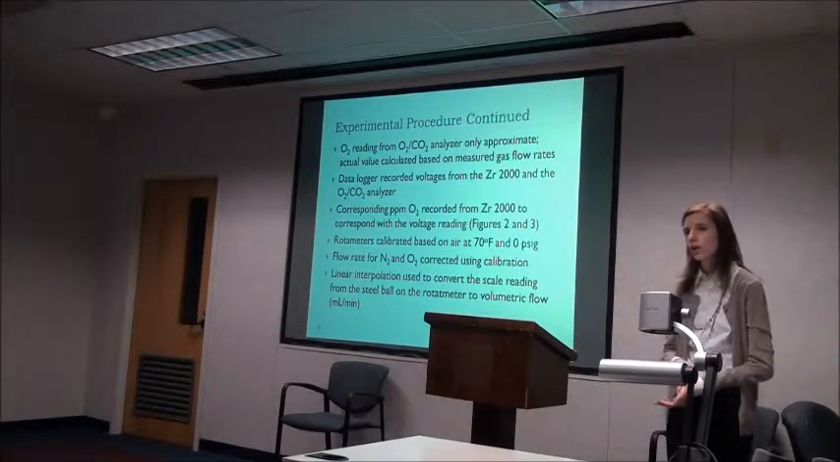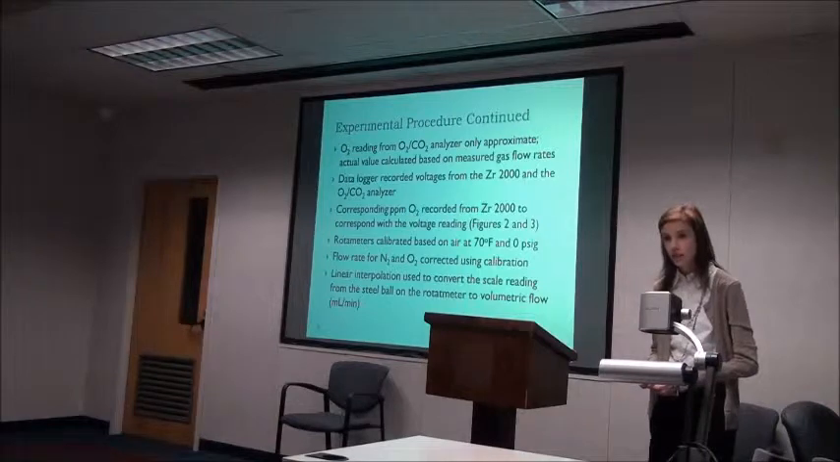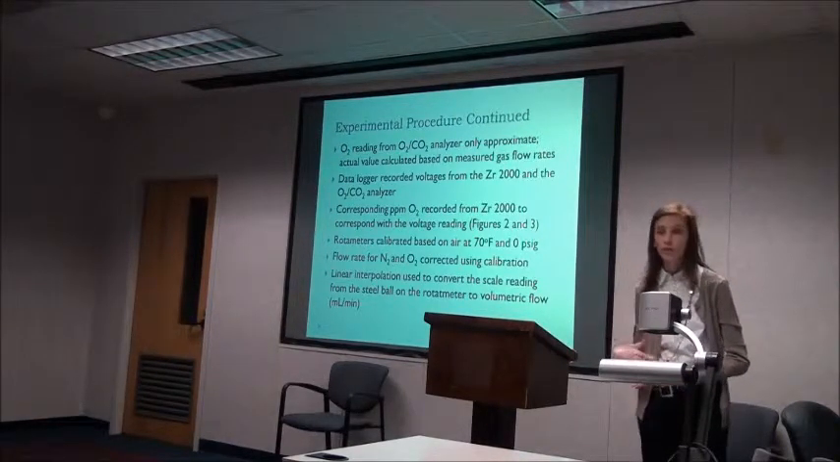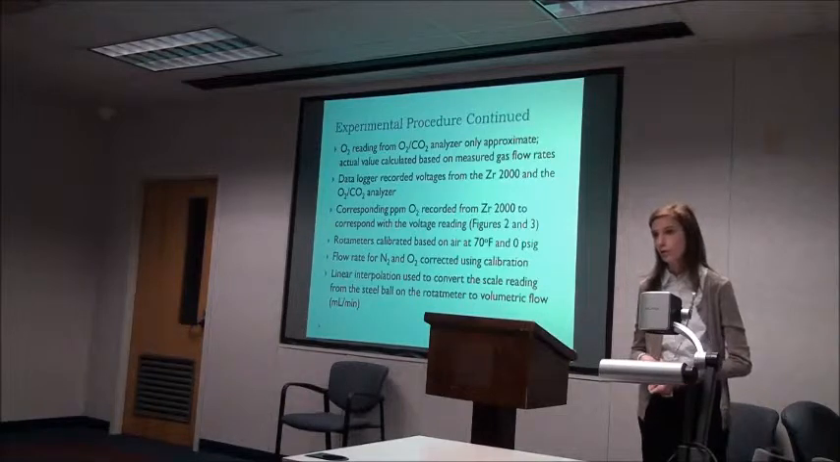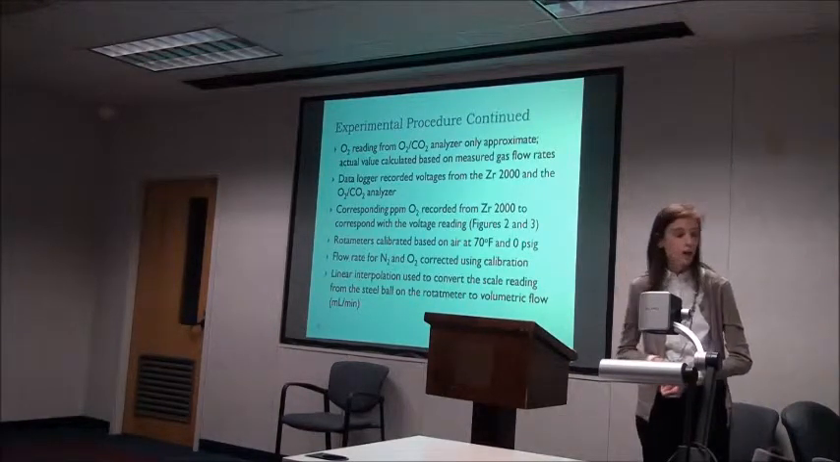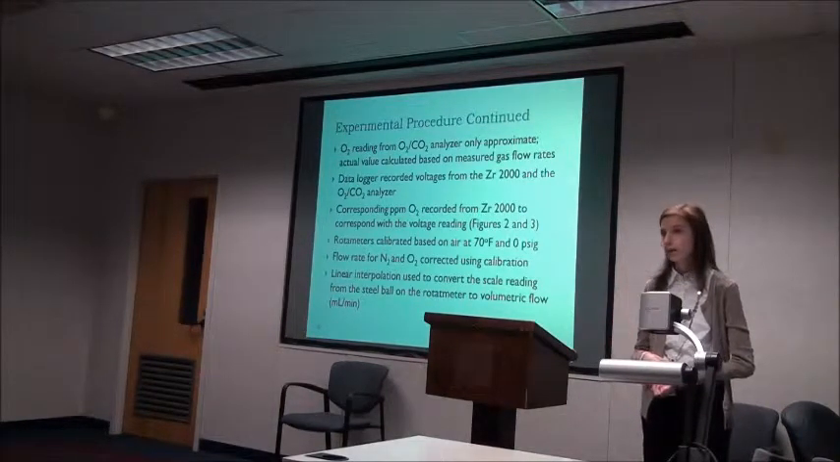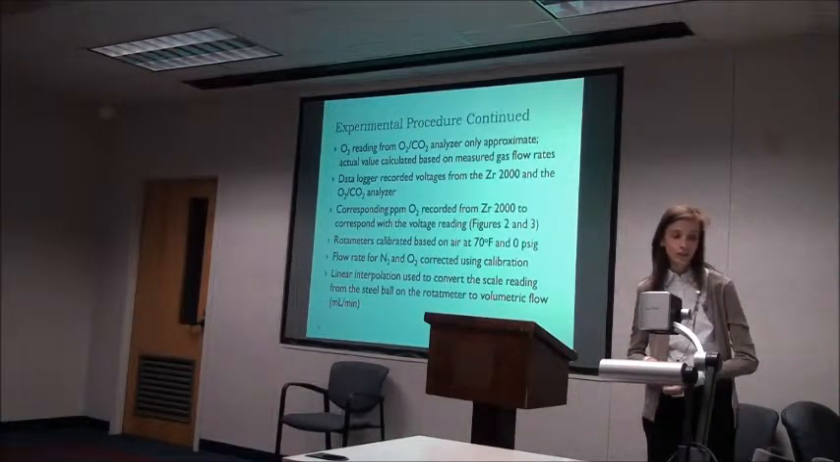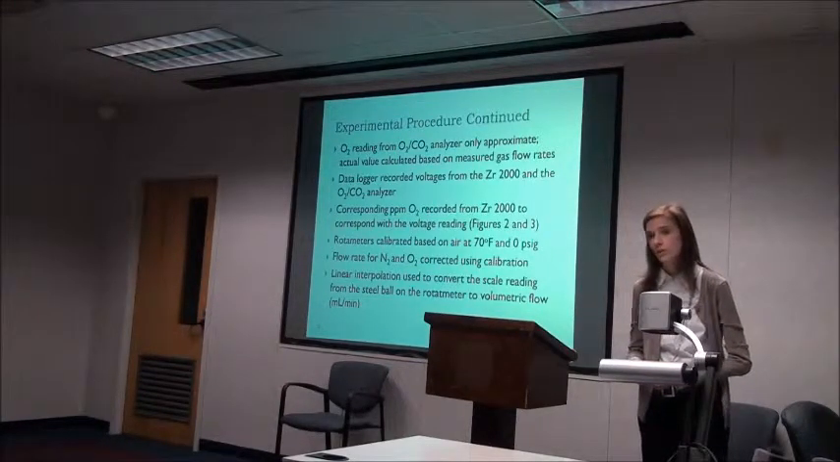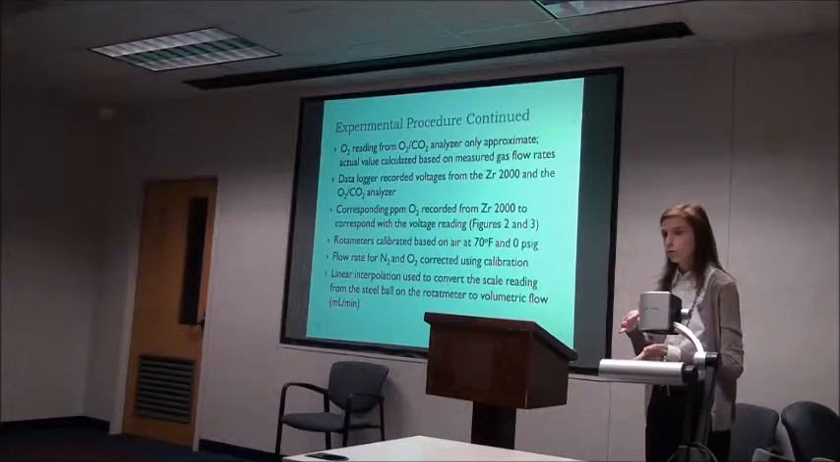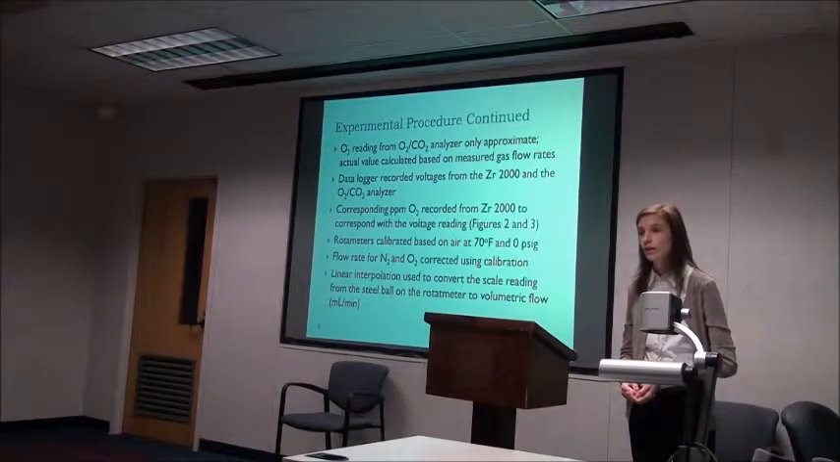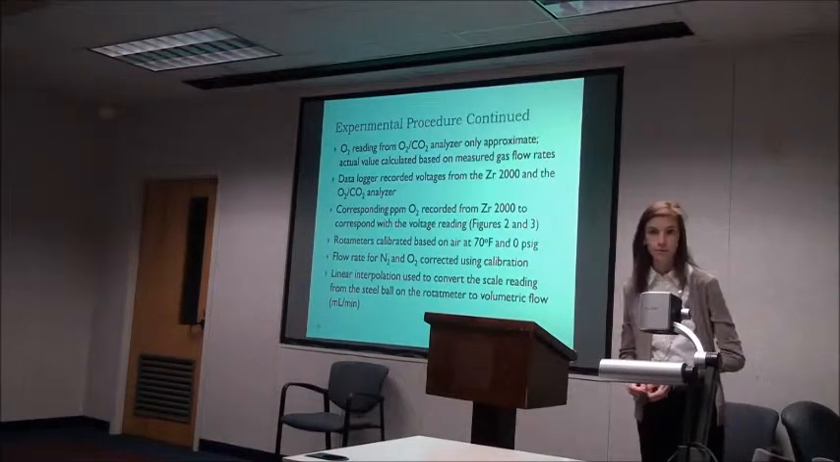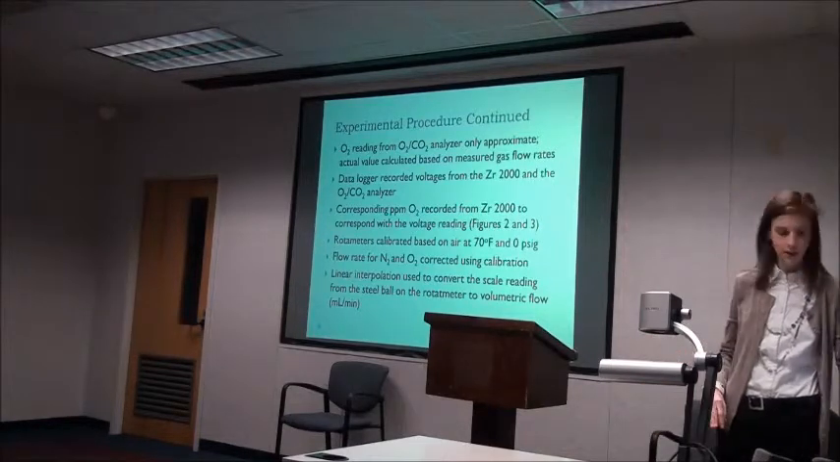The rotometers are calibrated at 0 psig and 70 degrees Fahrenheit for air. So we needed to correct our flow rates, being that we're working with O2 and N2, and that's also shown in the calibration. And linear interpolation was used to convert these values from the scale reading to a volumetric flow rates in milliliters per minute, which I'll show in the next slides.